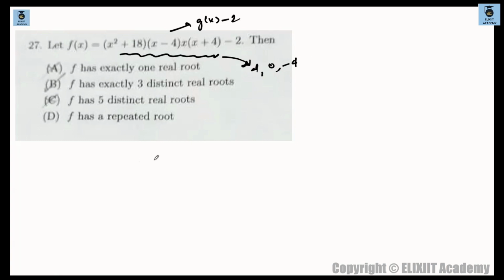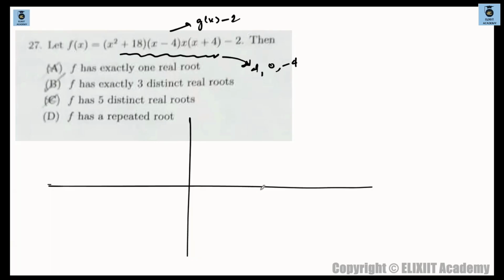Okay, so suppose I try to draw the graph of this function. Because by differentiating this and then analyzing this thing, that will also work out, but that will be very lengthy. So we have to use some shortcut approach over here. Now look at this thing. I'll try to draw the graph of g(x) actually. Forget about this minus 2. So don't you think g(x) is having the real roots to be 4, 0, and minus 4.